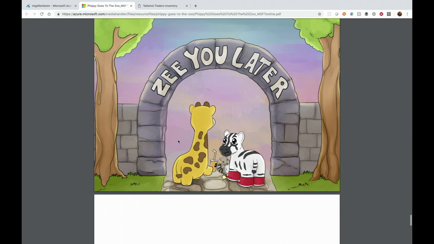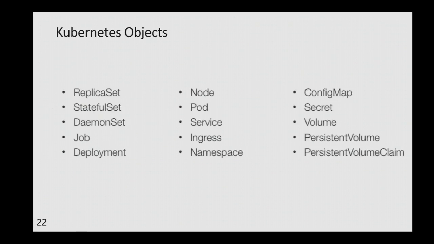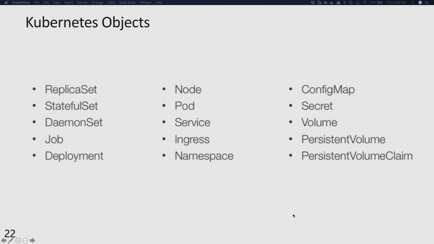So, okay, we made it through. So now let's talk a little bit about when we post those things to Kubernetes, what's actually happening behind the scenes. Alright. Okay, so we have all of our object types.